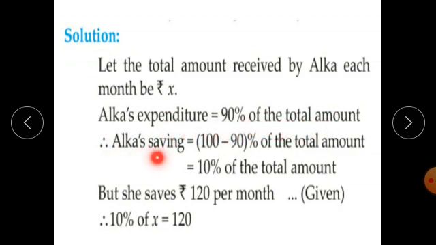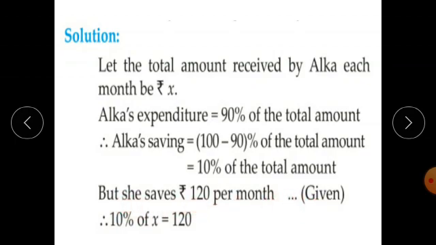Therefore, Alka's saving is equal to 100 minus 90% of the total amount, and 100 minus 90 is 10, so 10% of the total amount. Alka's expenditure is 90% of the total amount, therefore Alka's saving is 10% of the total amount. But she saves rupees 120 per month. It is given.